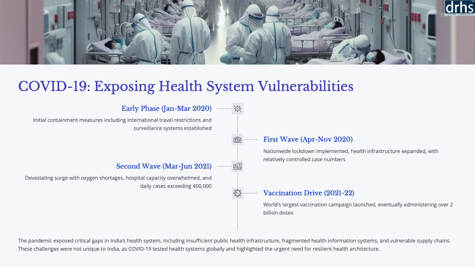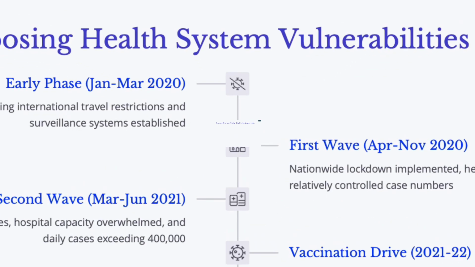The pandemic underscored the urgent need for resilient health systems that can withstand future crises, emphasizing the importance of strategic planning, investment, and inclusive health policies to ensure preparedness and equitable healthcare access.